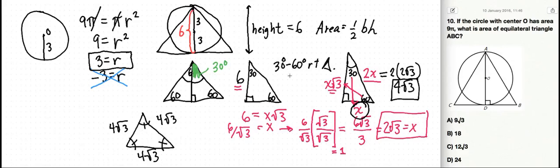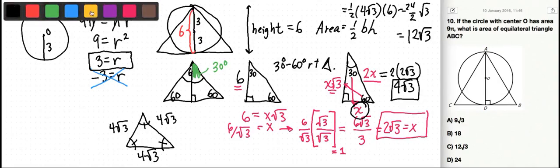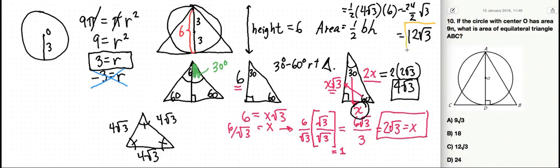So now we're almost there. If we come back to our area formula in the upper right hand corner, the area of the triangle is 1/2 times the base, which is any of the sides, times the height, which we said was 6. 4 root 3 times 6 is 24 root 3 over 2. 24 over 2 is 12. That's it. That is the area of the triangle. So we've answered it. The answer, if you look at it, is C down there. Thanks.